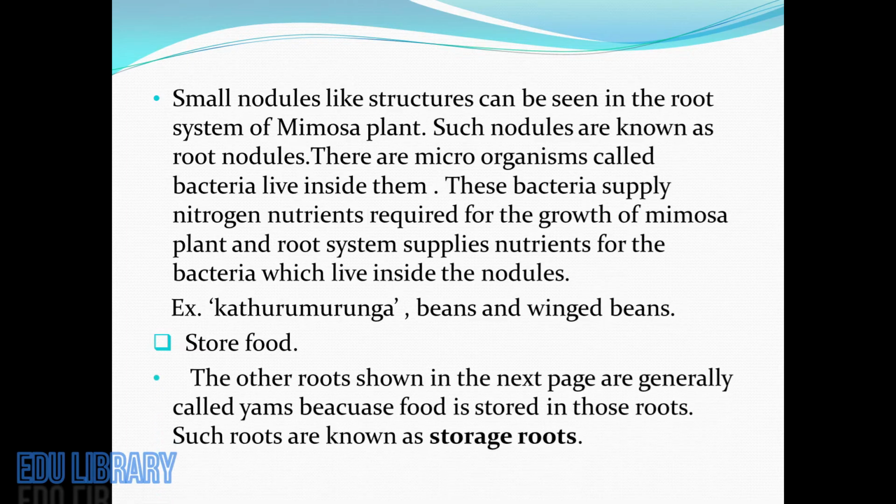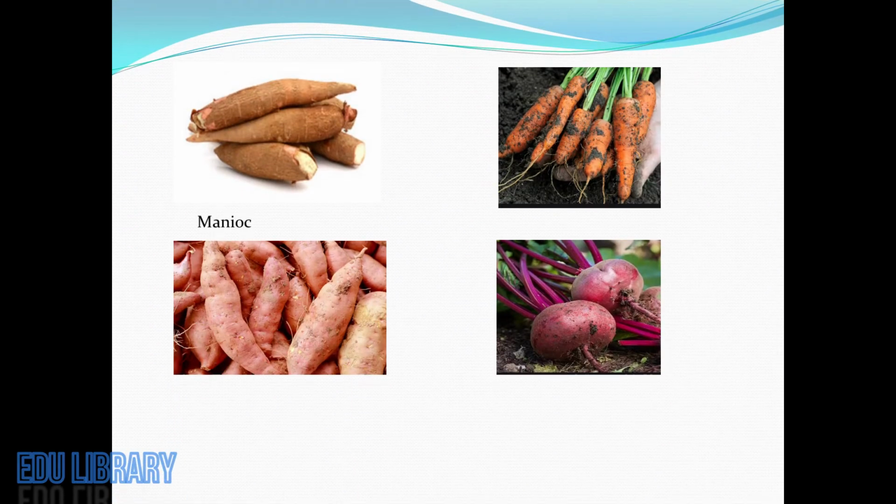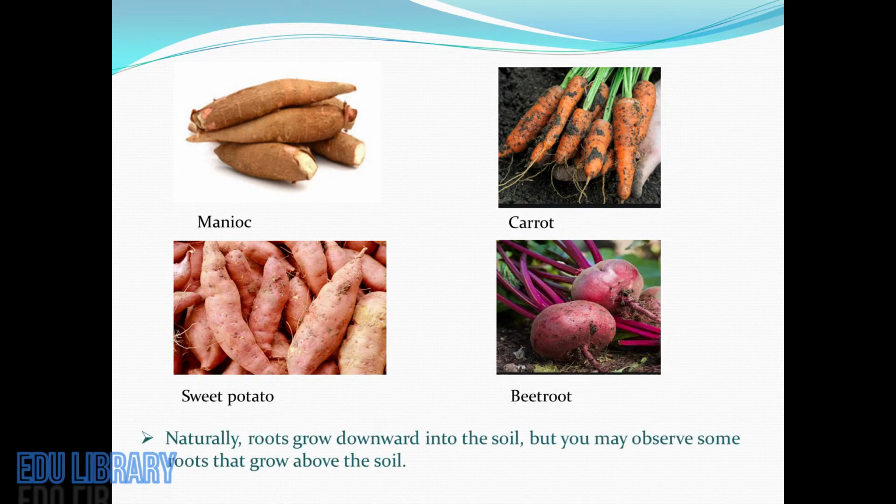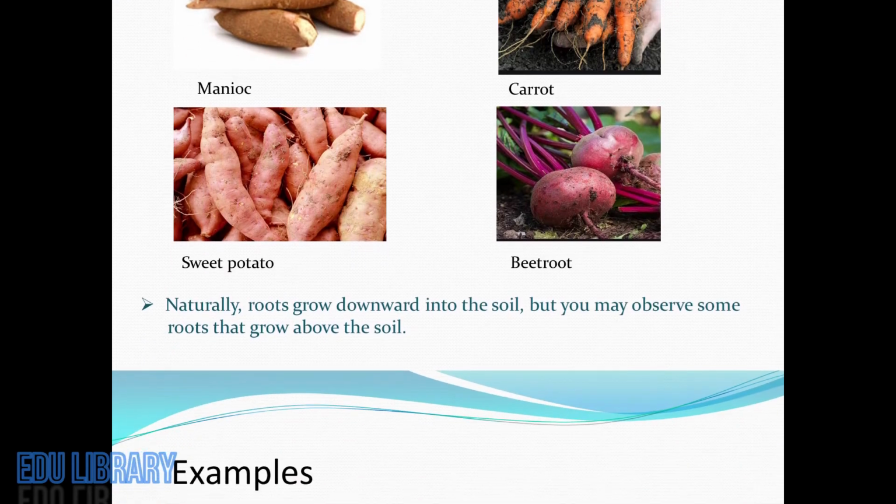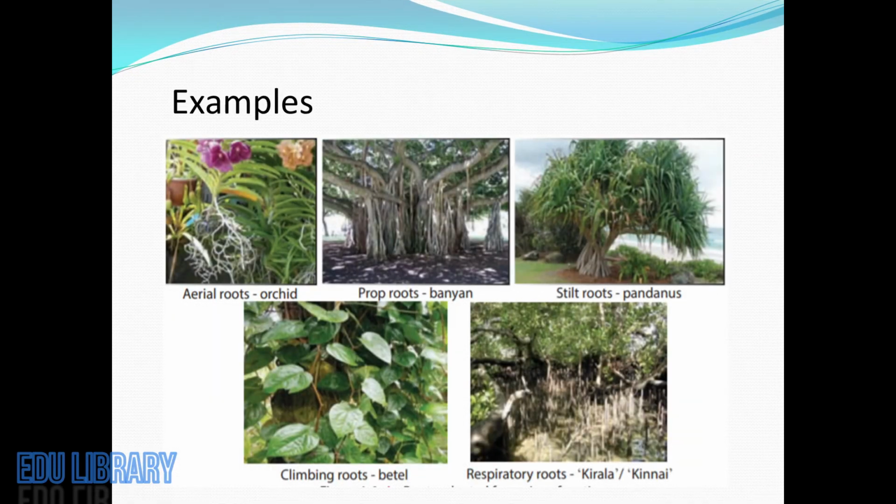Store food. The other roots shown in the next page are generally called yams because food is stored in those roots. Such roots are known as storage roots. Manioc, carrot, sweet potato, patala, beetroot. Naturally, roots grow downward into the soil, but you may observe some roots that grow above the soil. Examples: aerial roots, prop roots, stilt roots, climbing roots, respiratory roots.